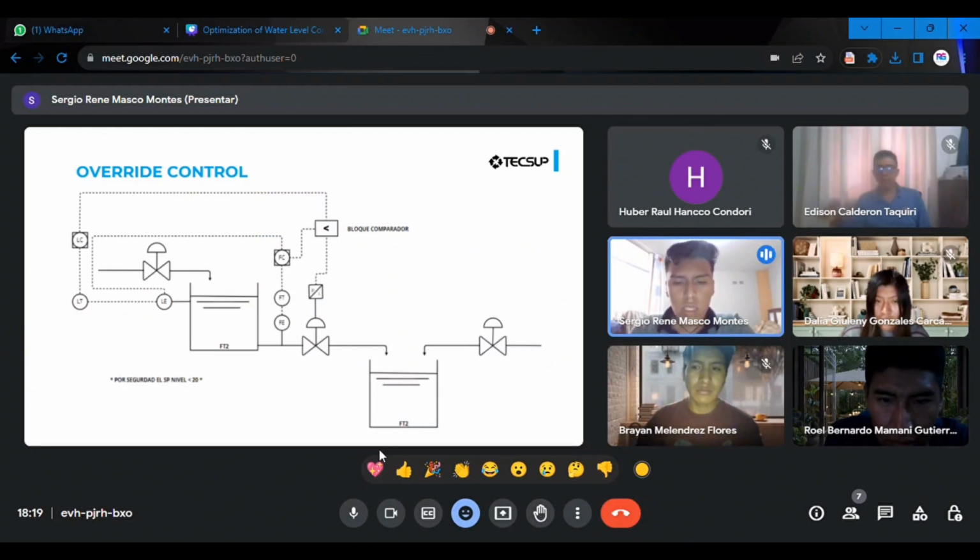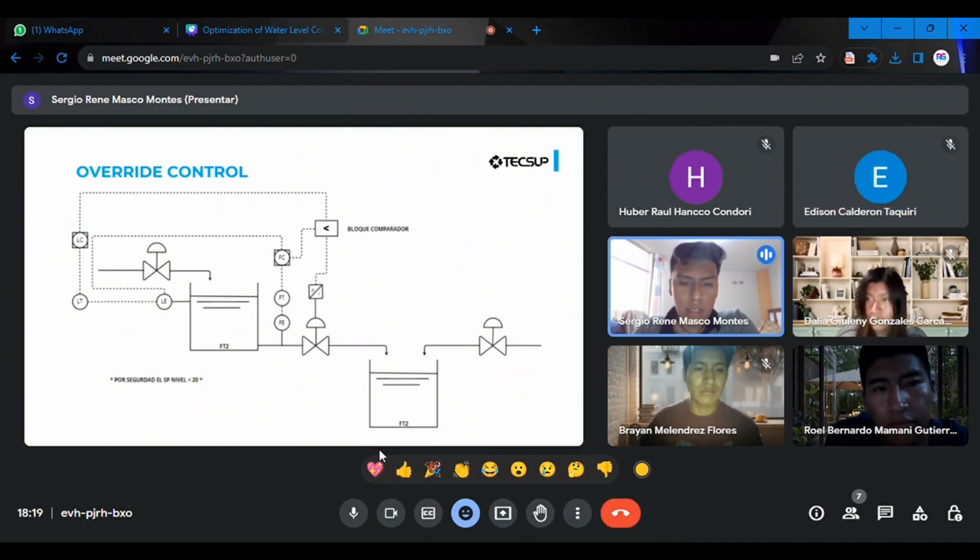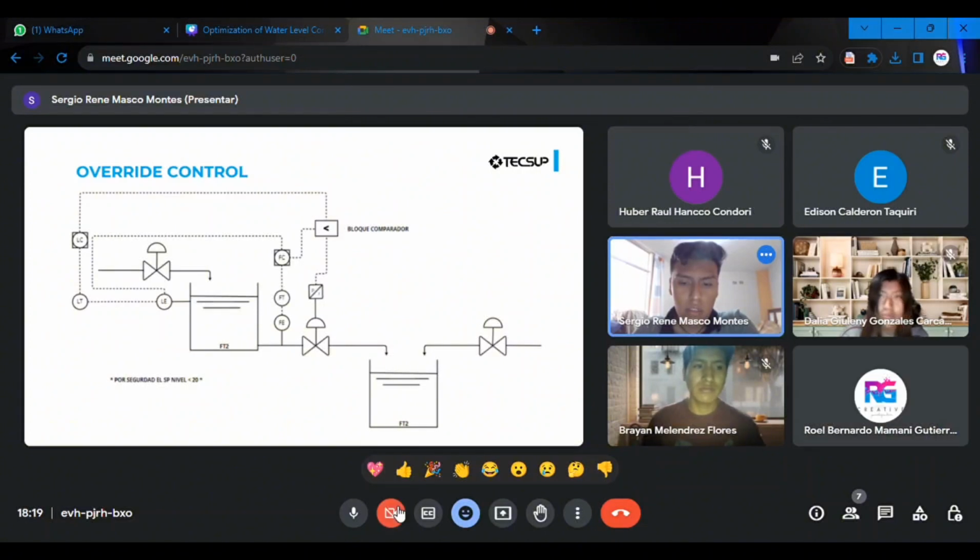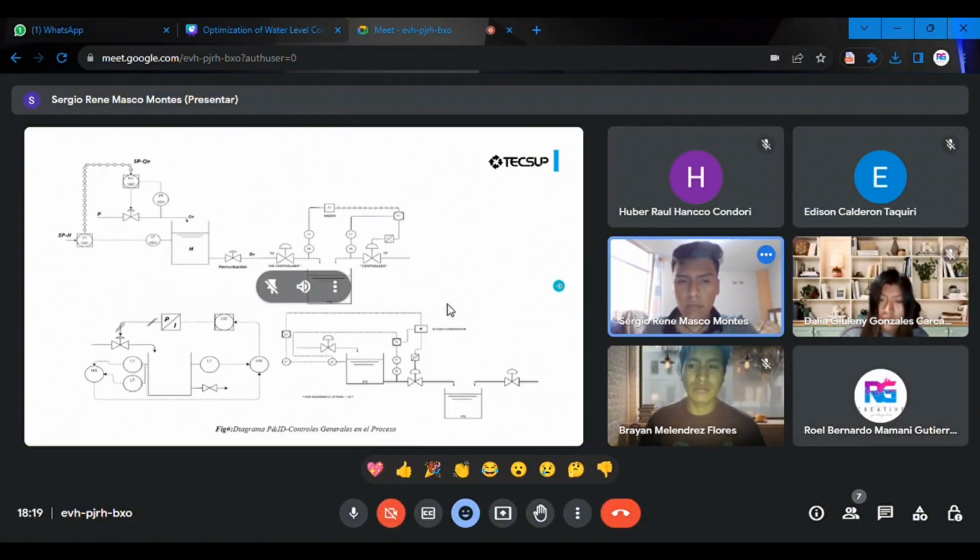Now, we proceed to present some cases in which we could adapt different types of control, such as override control, although this method is not so effective. It will help you anticipate certain changes or failure situations. Below is the P&ID diagram that has been proposed for this control system.